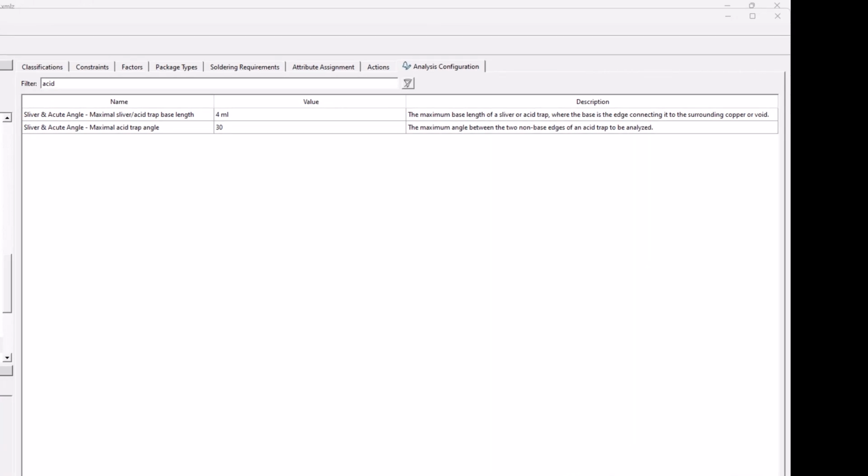There are also two new configuration variables that control the lengths and angles of slivers and acid traps. One variable looks at the maximum length of the base of the sliver. The other variable looks at the maximum angle between edges for the acid trap analysis.